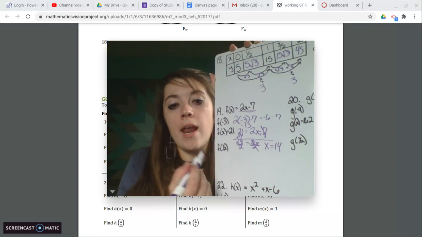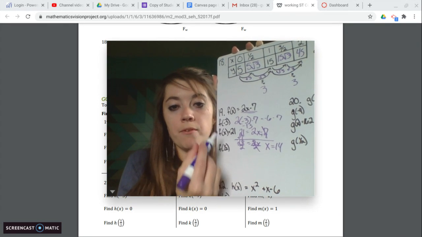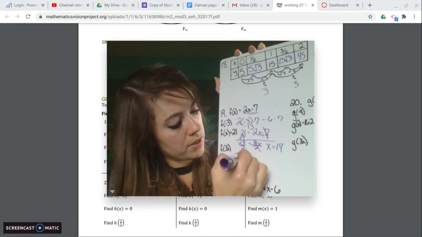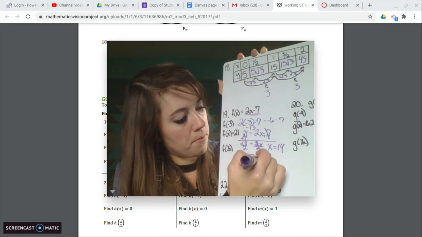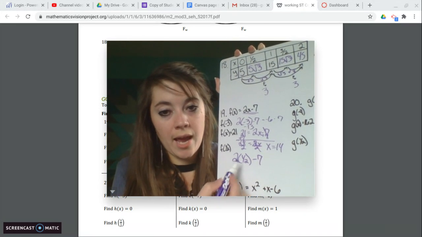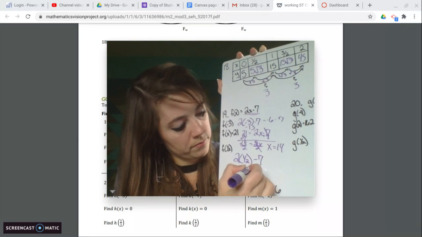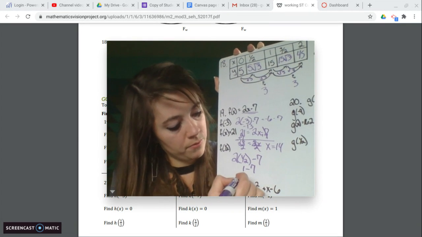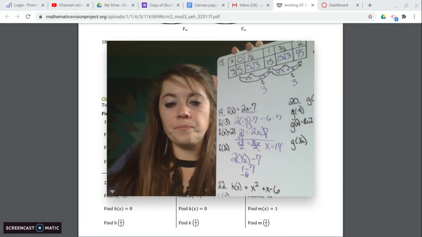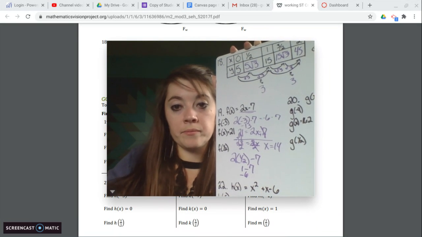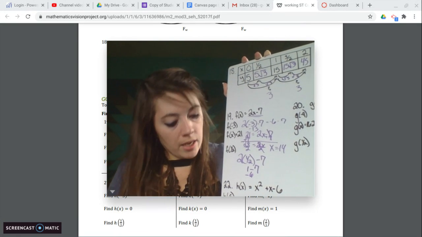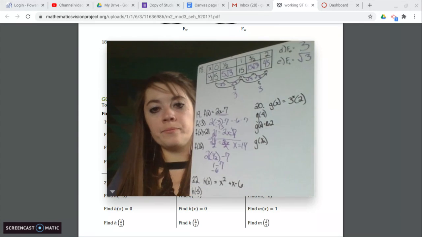All right. And then f of 1/2, same thing as we did with the f of negative 3. We're going to do 2 times 1/2 minus 7. So 2 times 1/2 is just 1. And so we have 1 minus 7, which will give us negative 6. So there's our answer. All right. We're going to look at number 20 now.